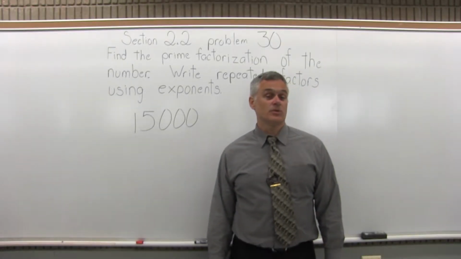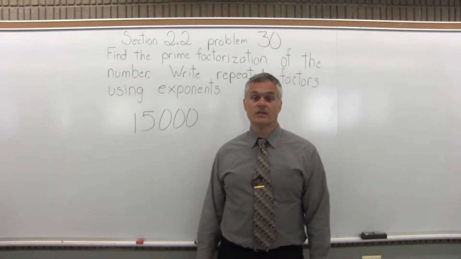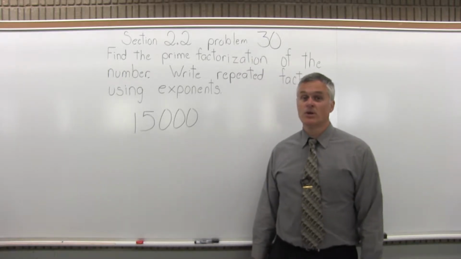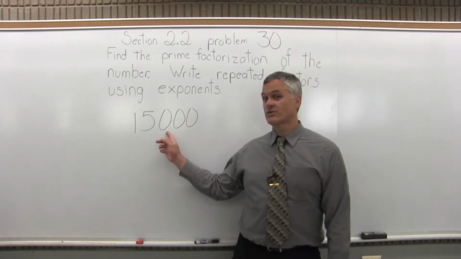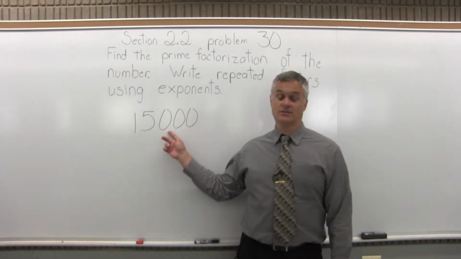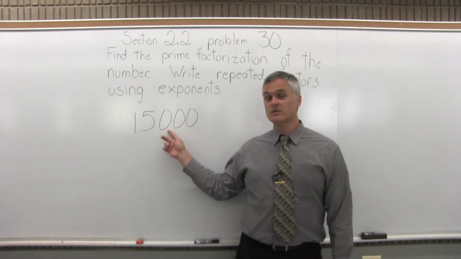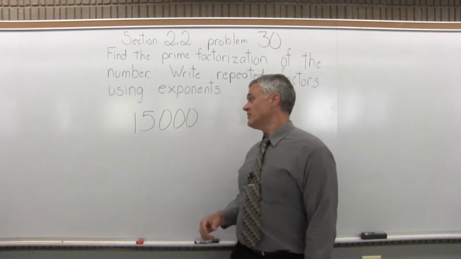This is Section 2.2, Problem 30. It says find the prime factorization of the number, write repeated factors using exponents. And the number we have to find the prime factorization of is 15,000. It's a very big number, but it'll split down quicker than it might seem.